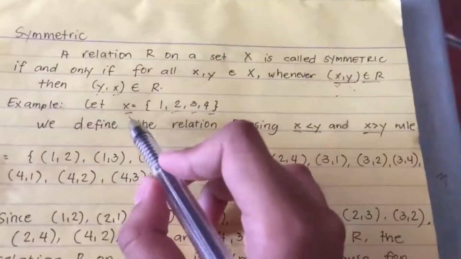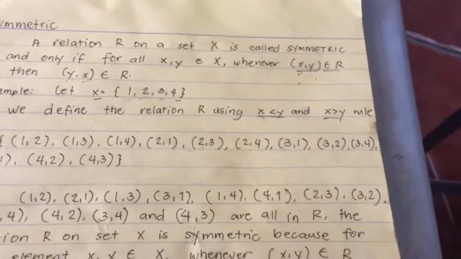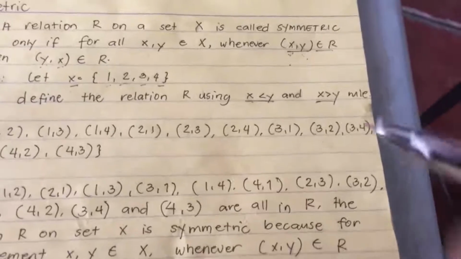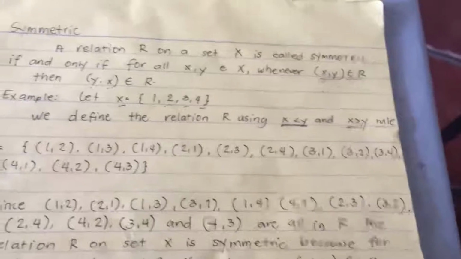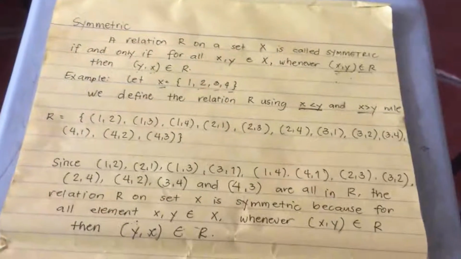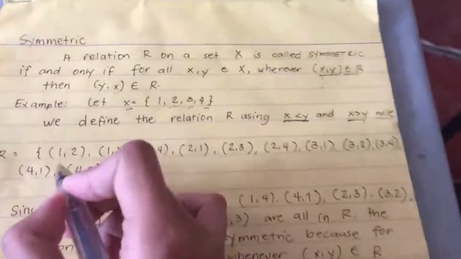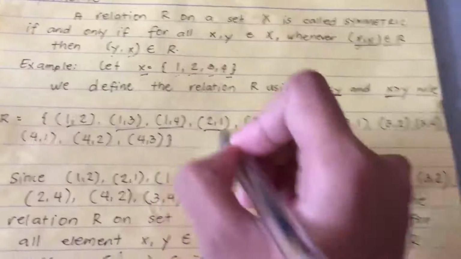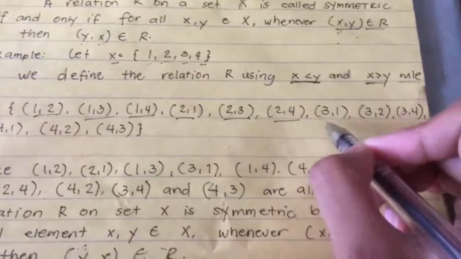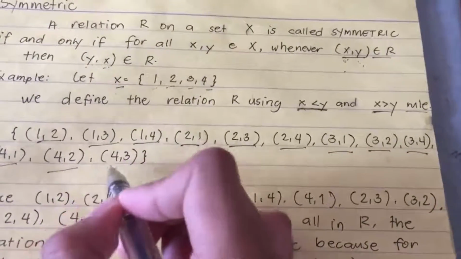So in the example, we let X be the set of 1, 2, 3, and 4, and we define the relation R using the two rules x is less than y and x is greater than y. So if we solve the relation using the symmetric property, we will obtain 1 and 2, 1 and 3, 1 and 4, 2 and 1, 2 and 3, 2 and 4, 3 and 1, 3 and 2, 3 and 4, 4 and 1, 4 and 2, and 4 and 3.